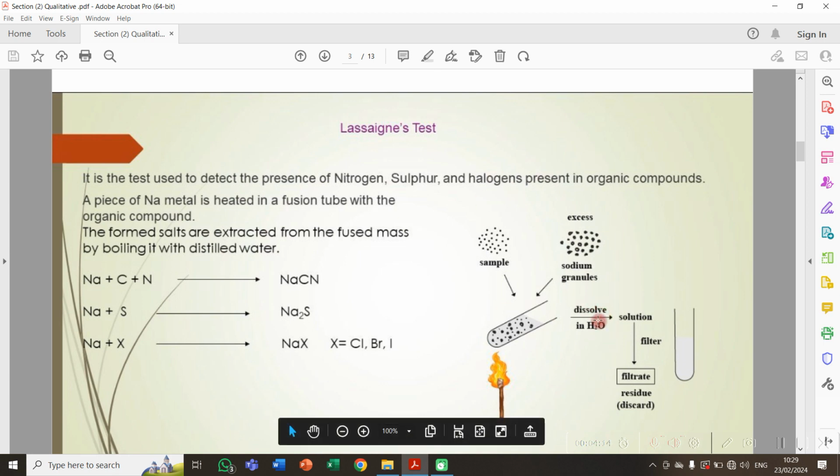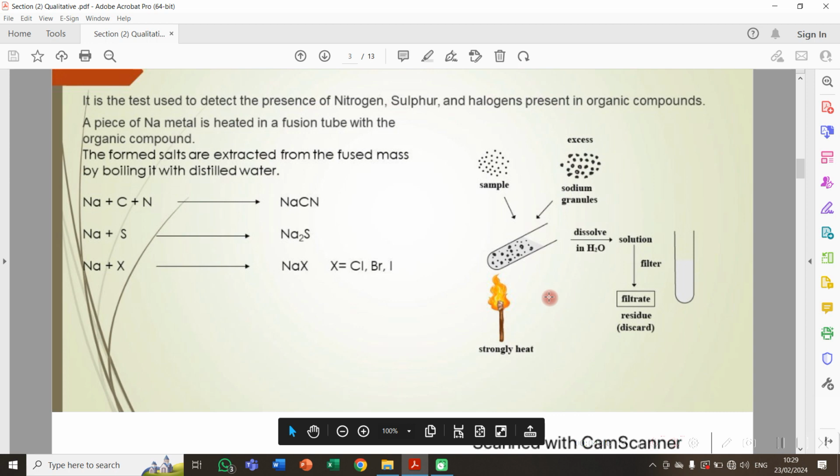After this, we add some water to dissolve all this and we do filtration in order to get rid of any impurities, any excess sodium, and then we work with the filtrate. We will use the filtrate to detect whether sodium cyanide is present or not, sodium sulfide present or not, sodium halide present or not.